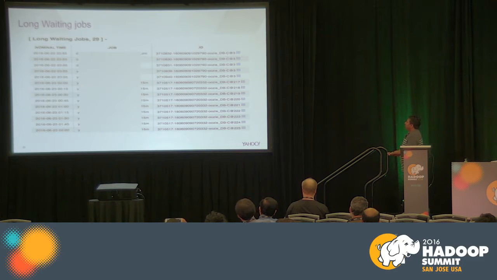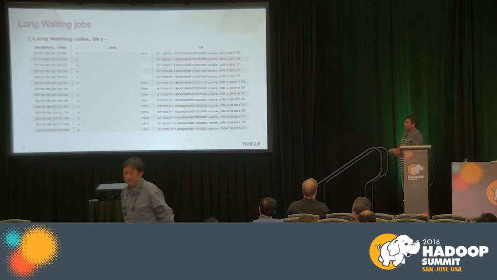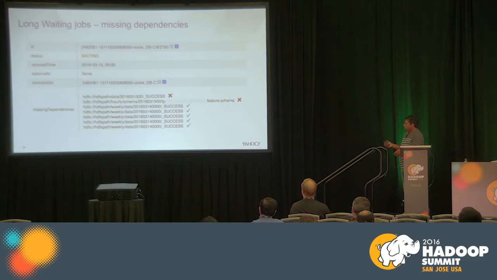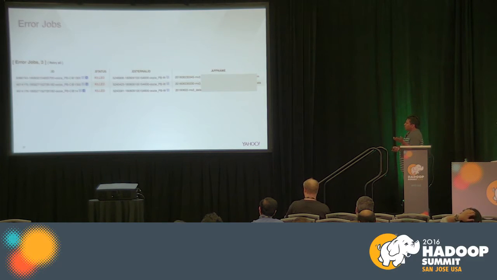They have also built a UI to display long waiting jobs, and according to them, a job waiting for more than 12 hours is considered a long waiting job. If you click one of them, it goes to a different page which displays the missing dependencies. This is very useful when you want to figure out why the job is waiting. There is also a page where they display error jobs, and then you can do whatever you want with that.